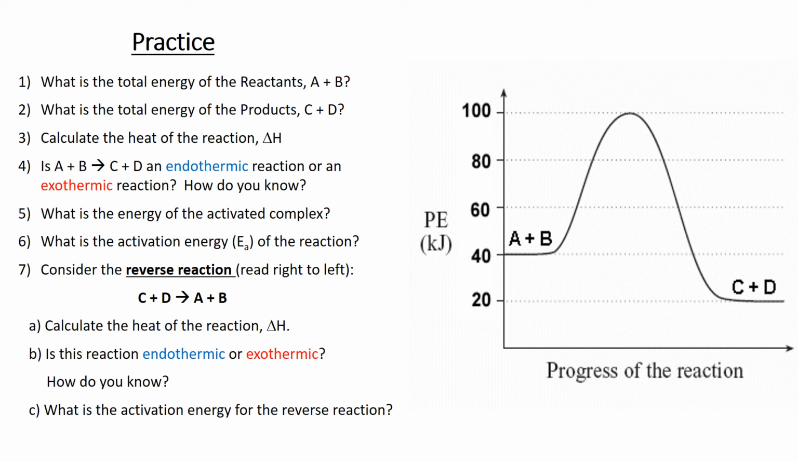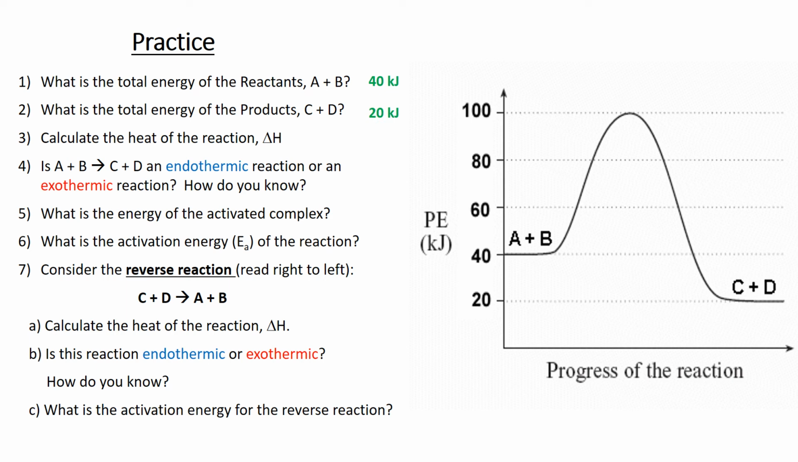What is the total energy of the reactants? That's this amount right here, and that represents 40 kilojoules. What is the total energy of the products, C and D? That's this amount right here, and that represents 20 kilojoules.